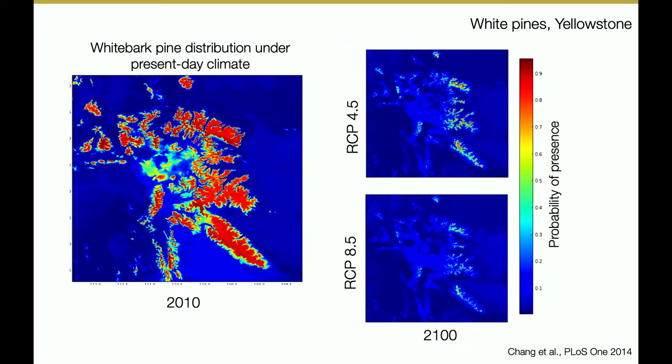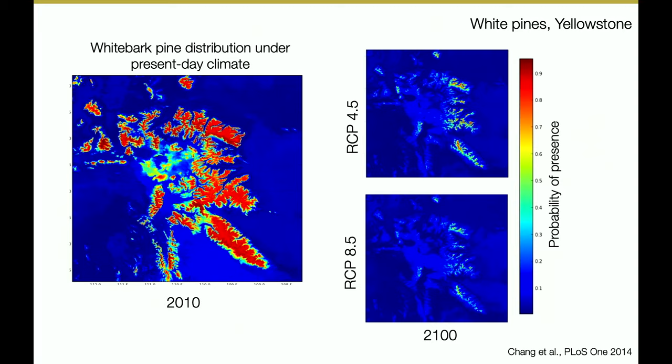And the biggest threat is climate change. If you look at the distribution of white bark pine today, you can see by the red map for 2010, it's got a fairly good distribution, but as the climate continues to warm, the probability of its occurrence is going to get less and less. And literally, white bark pine forests are going to be pushed off the tops of the mountains as it gets warmer and may not be able to survive in the Yellowstone region.